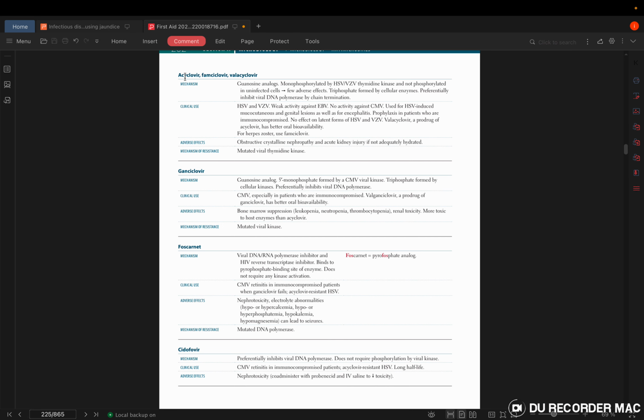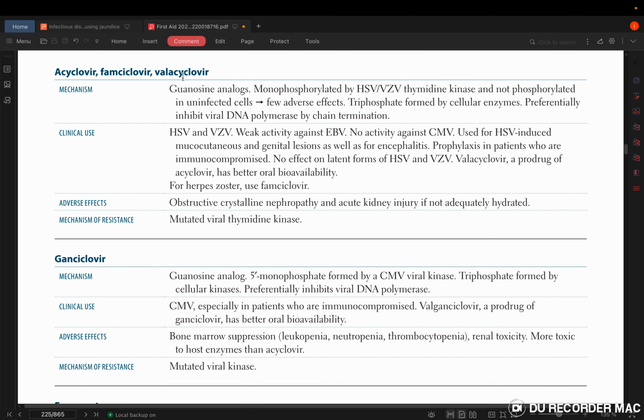So, the next drug is acyclovir. Anybody know acyclovir? Which disease do we use acyclovir in? Herpes. Who gets herpes? No, people going to Vegas mostly, but yeah, everybody gets herpes. So, acyclovir, famciclovir, and valacyclovir. The only difference between these drugs, to be fair with you, is duration of action, and the mechanism is similar to each other. So let's take a look.